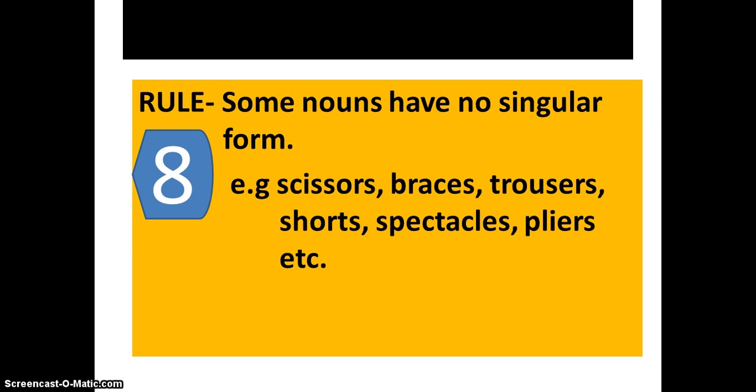Rule number 8. Some nouns have no singular form, meaning they are the way they are. They already exist in the plural form. And these are examples. We have scissors, braces, trousers, shorts, spectacles, pliers, and there are several other examples. You just need to get familiar with these words. So these are the 8 rules to making singular nouns plural.